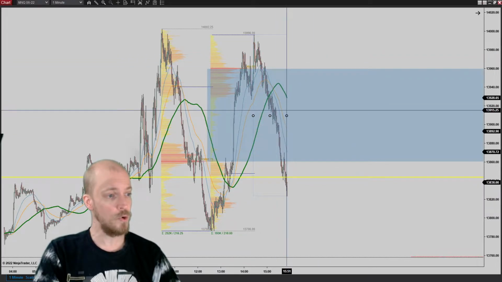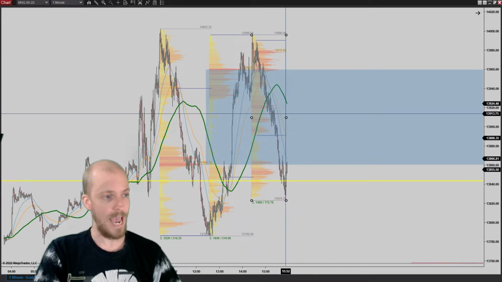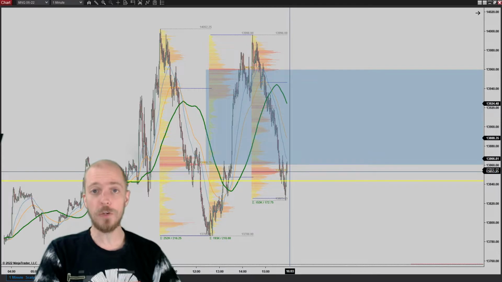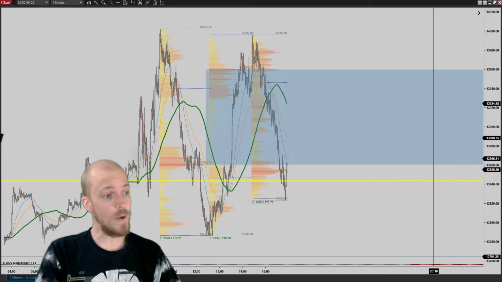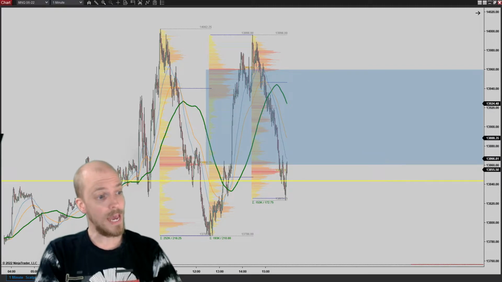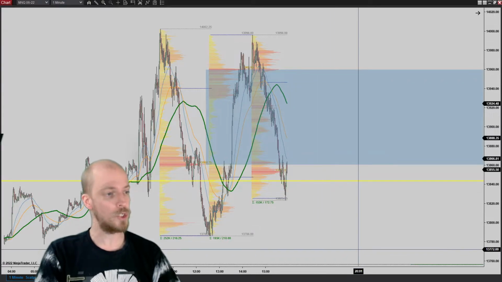We need to see the proof that someone's actually losing their ground or gaining their ground, or what's actually happening here. And if we go a little bit further, we have a POC shift that just took place right there. Now we have our potential trigger. This is what's been going on every single time. And notice where it is. It's underneath in that value zone for the bulls to try to kick it up.